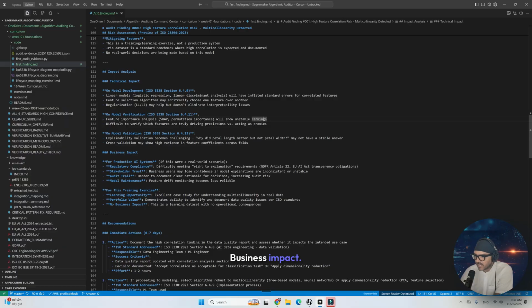Got it. Business impact. If this were a real world scenario, regulatory compliance: difficult meeting right to explanation requirements as per GDPR Article 22 and EU AI Act transparency obligations. Businesses may lose confidence if model explanations are inconsistent or unstable. It's harder to document clear rationale for decisions, increasing your audit risk. Model maintenance: feature drift monitoring becomes less reliable.